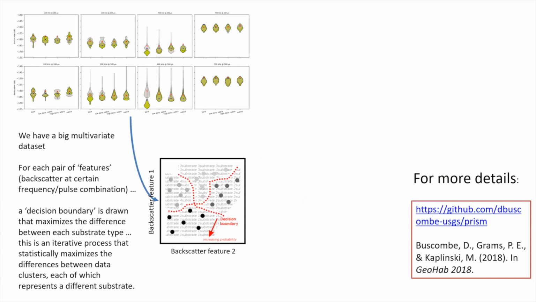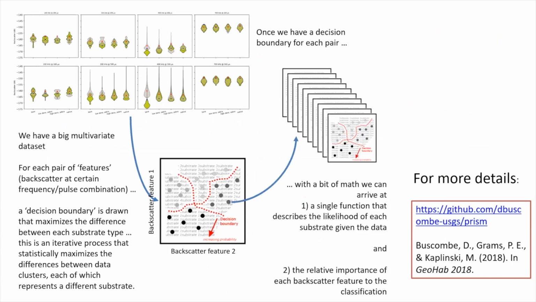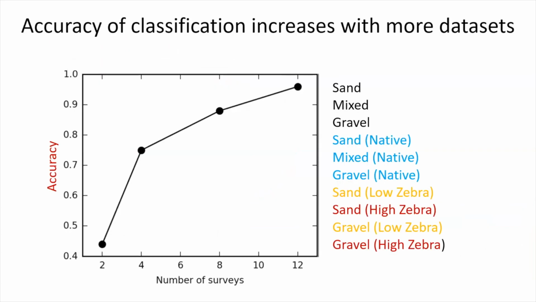So we created a data-driven model where we combine all of this information together and relate it to what we know about each substrate. So what type of sand, gravel, or mixture is it, and what is the relative mussel density, and then use that information to create a model that relates the combination of backscatter features to the classification. And so in the laboratory, we were able to successfully do this.